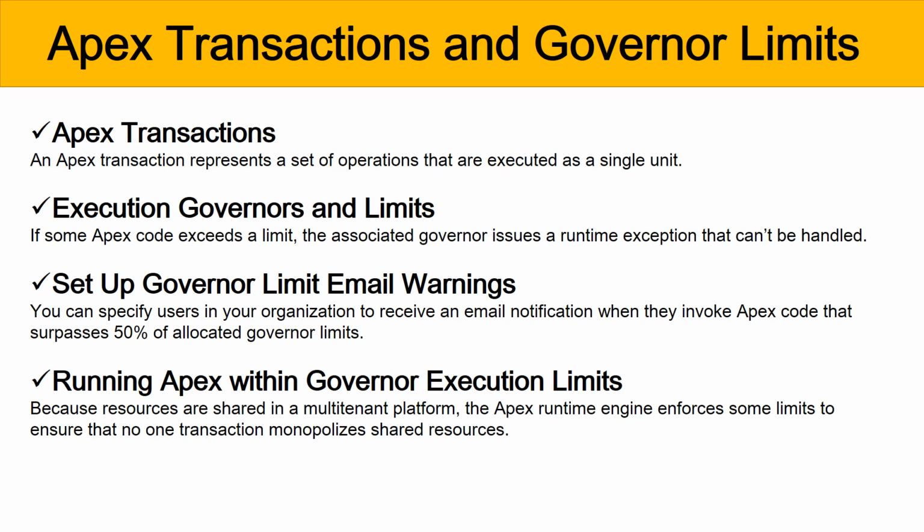Execution governors and limits. Because Apex runs in a multi-tenant environment, the Apex runtime engine strictly enforces limits so that runaway Apex code or processes don't monopolize shared resources. If some Apex code exceeds a limit, the associated governor issues a runtime exception that can't be handled. Set up governor limit email warnings. You can specify users in your organization to receive an email notification when they invoke Apex code that surpasses 50% of allocated governor limits. Running Apex within governor execution limits.